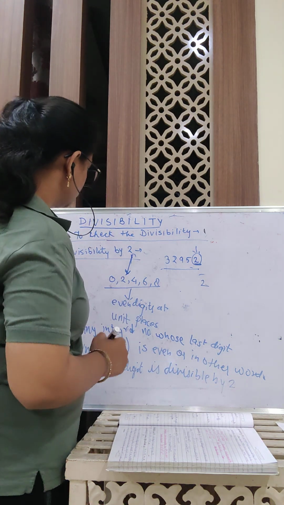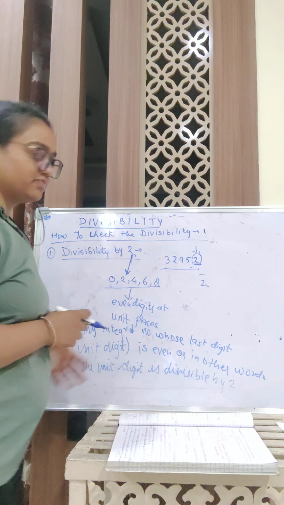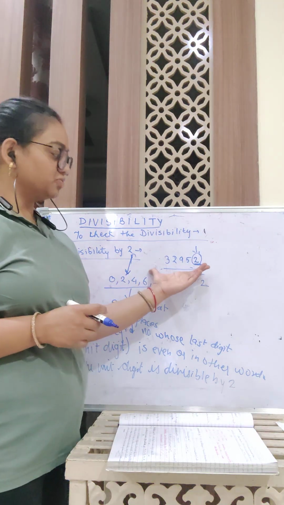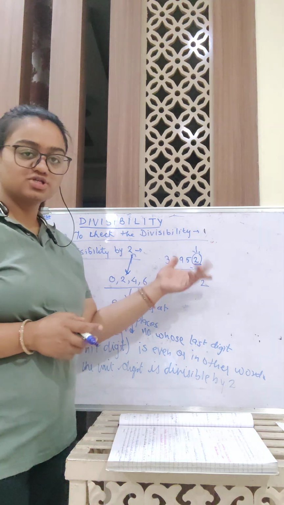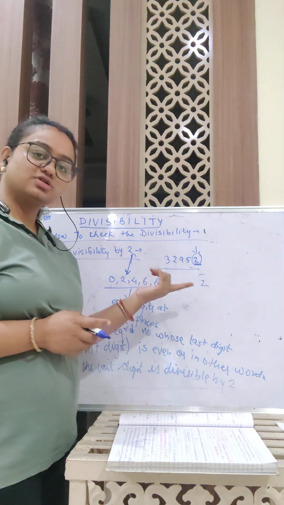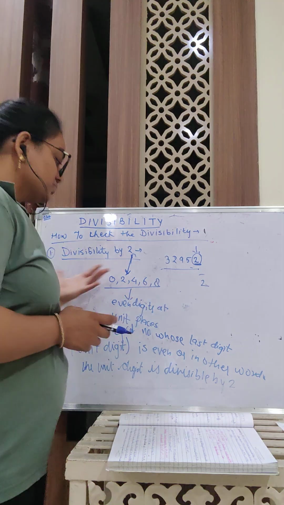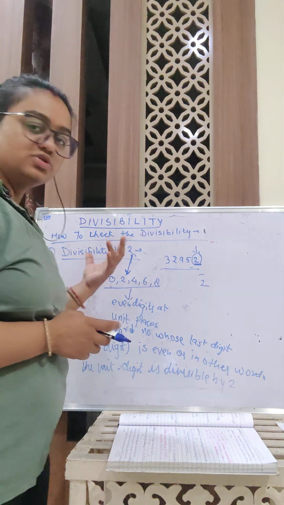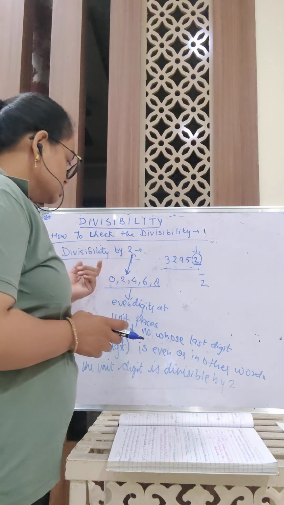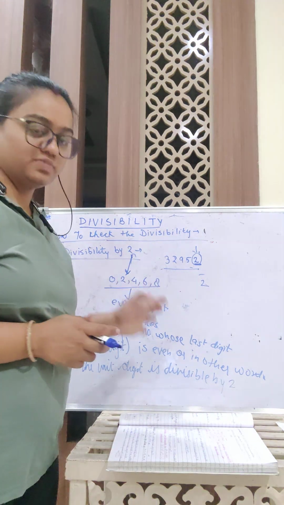Right? So to sum up, to check the divisibility of a particular number by 2, we'll just check our last digit, and if the last digit of that number is divisible by 2, then the whole number will be divisible by 2. And 2 divides only those numbers which contain 0, 2, 4, 6 or 8 at the unit place, right?